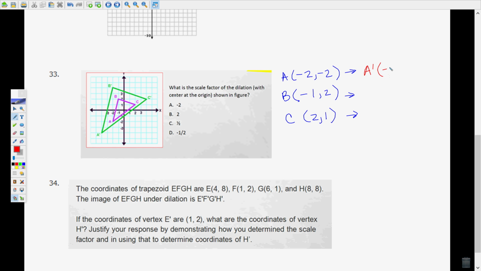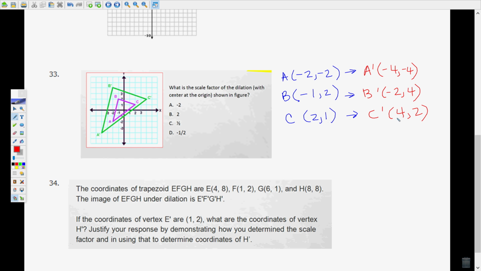A prime is at negative 4, negative 4. B prime is at negative 2, 4. And C prime is at 4, 2. And if you notice, there is a pattern here. The x's, negative 2 to negative 4. The y's, negative 2 to negative 4. The x's for the B's, negative 1 to negative 2, 2 to 4 are the y's. The x's 2 to 4, the y's 1 to 2.